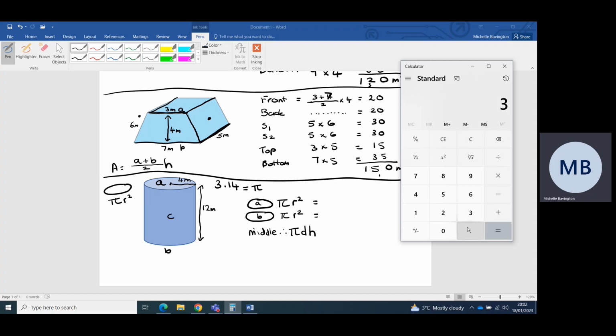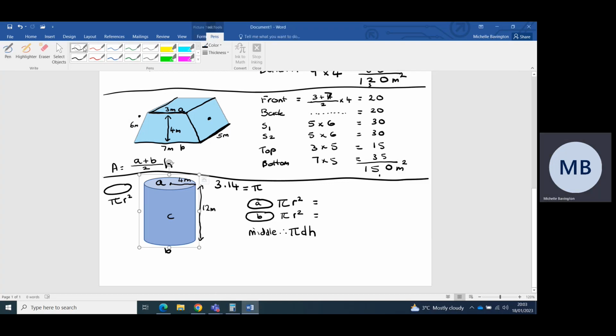Right, pi, 3.14 times, remember everything next to each of them is times, radius squared. Here's my radius, which is 4. So 4 squared, 4 times 4, not 4 times 2. 3.14 times 16 equals 50.24.